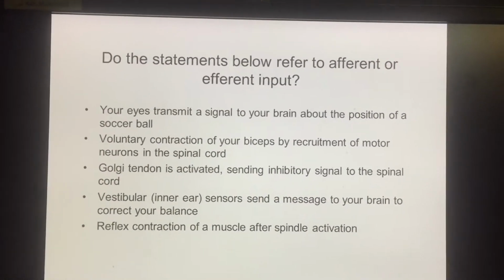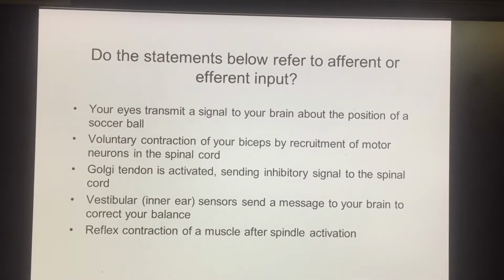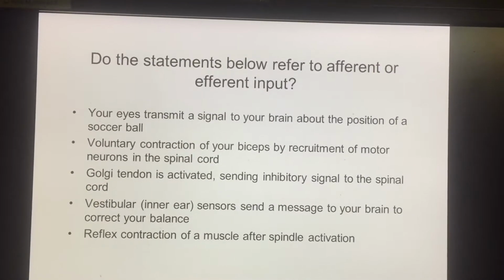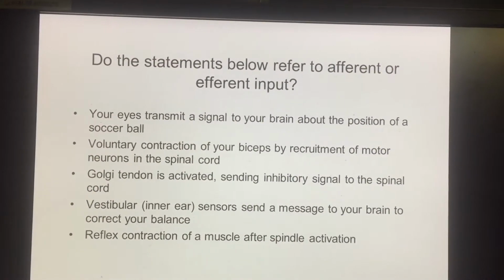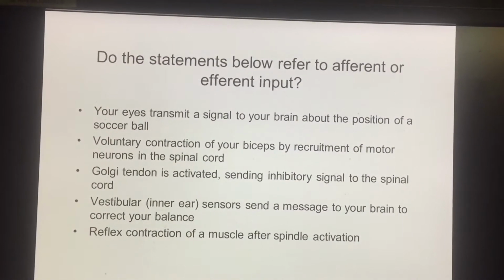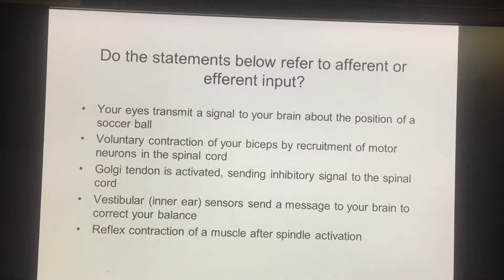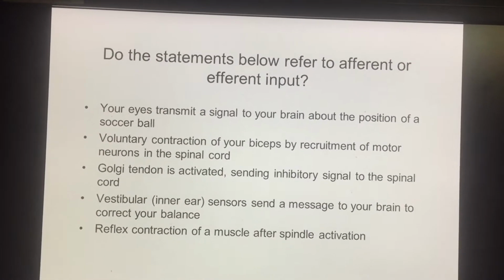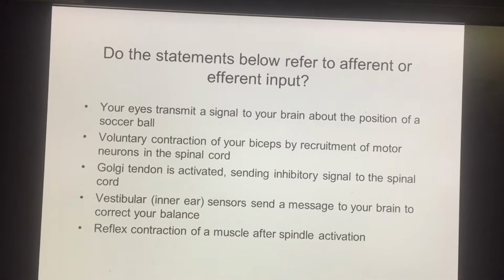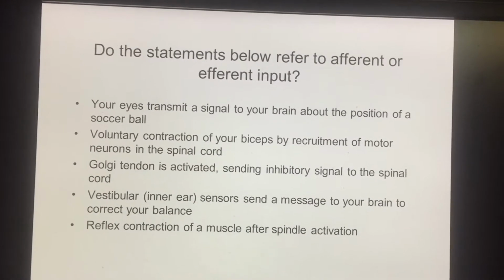So this is where I left off last day. It was this review of afferent versus efferent input. So just to give you a review of the definitions of these terms, afferent means anything going back to the central nervous system, being your brain and the spinal cord, and efferent refers to traffic coming from your central nervous system, so coming from the brain and the spinal cord. So afferent is back to the brain and spinal cord, efferent is from the brain and spinal cord.